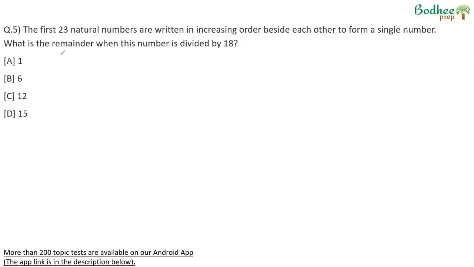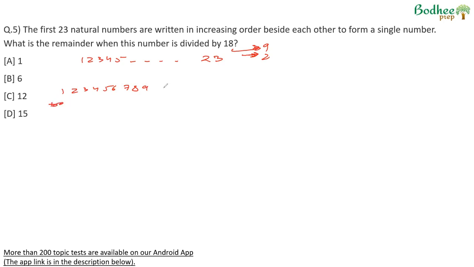The first 23 natural numbers are written in increasing order beside each other: 1, 2, 3, 4, 5 till 23. What is the remainder when this is divided by 18? 18 means divisible by 9 and 2. Now, if we look at this number, the sum of digits will be 1, 2, 3, 4, 5, 6, 7, 8, 9. Here there is no problem.